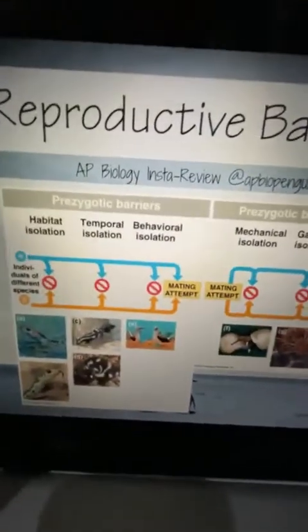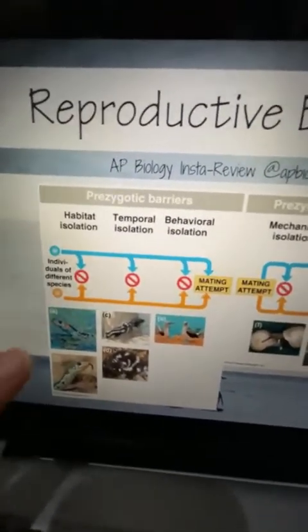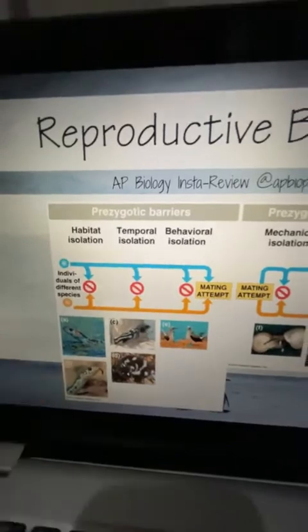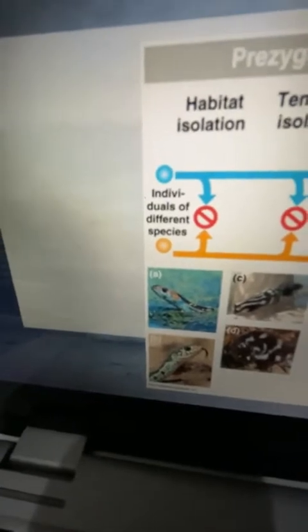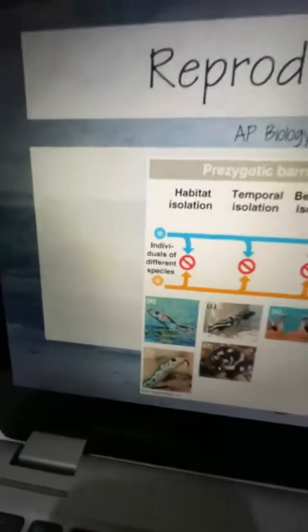The first one is habitat isolation. Basically, they live in 2 different habitats, so they're not going to mate with each other. A big example that I've seen for a couple of years is the hawthorn fly and the apple fly. One lives in the hawthorn tree and one lives in the apple tree, so they never come in contact with each other. So they don't mate, and again, we're inhibiting interbreeding.